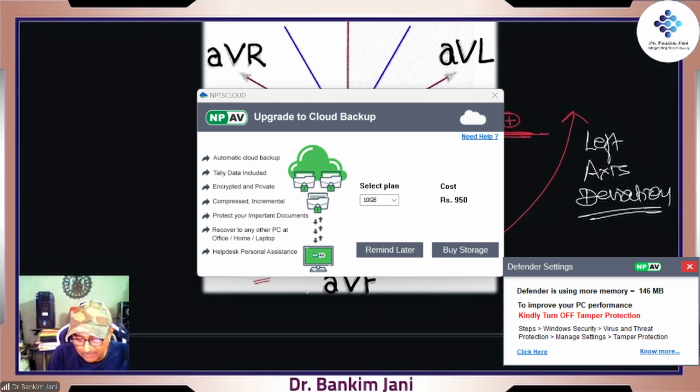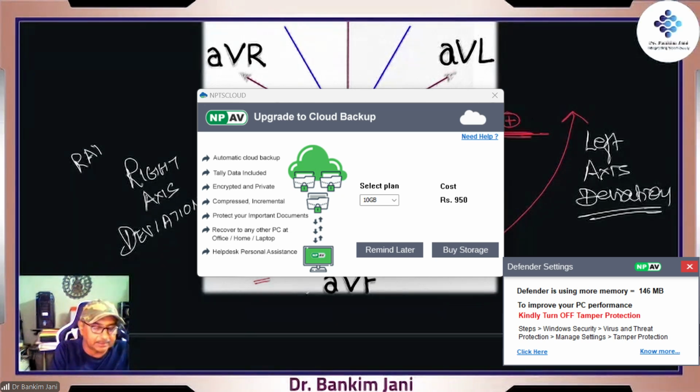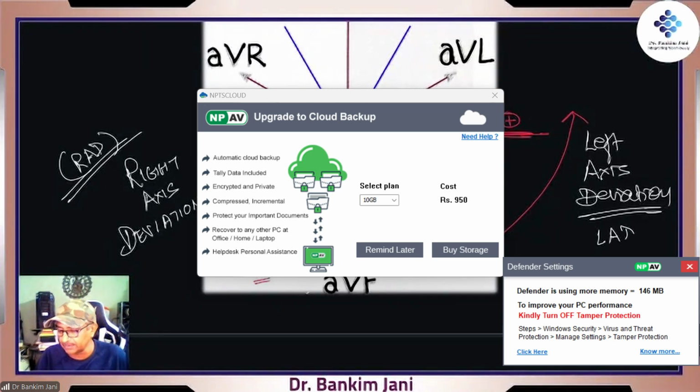And when this axis goes on this side, very rightly, we'll call it right axis deviation. Right? From this point onwards, right axis deviation and left axis deviation. That is what we talk about.